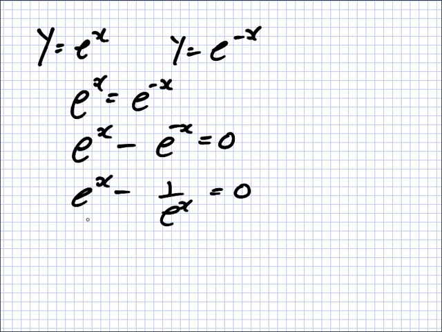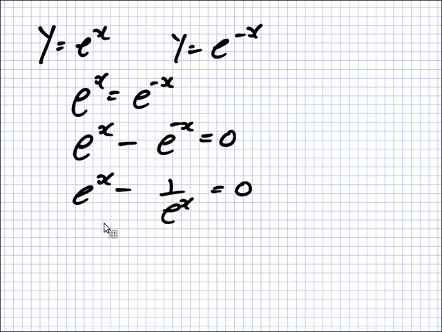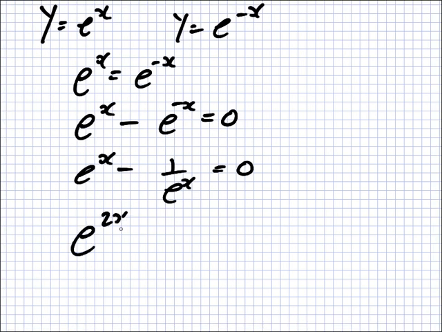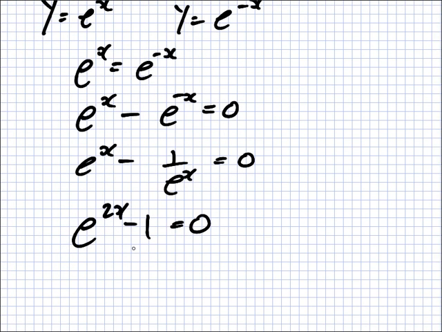We can multiply by e to the x. Yeah. It's kind of a quadratic, isn't it? A little bit tricky of a quadratic, but it is like a quadratic. It's like e to the x squared minus 1 equals 0. You got this far? Okay.